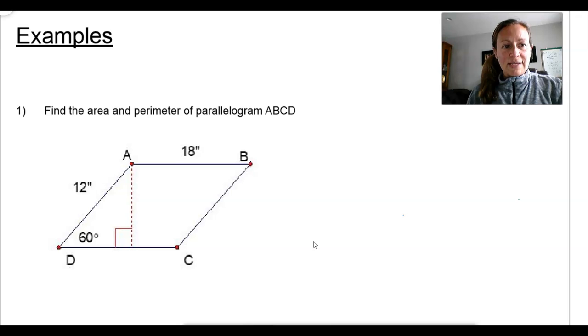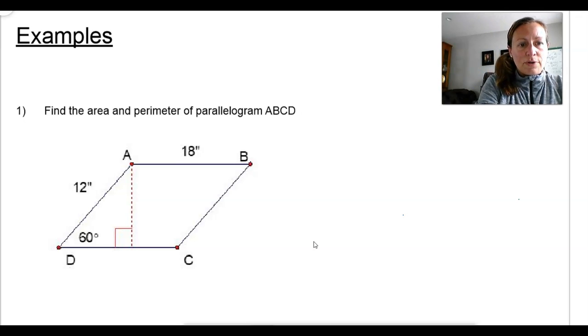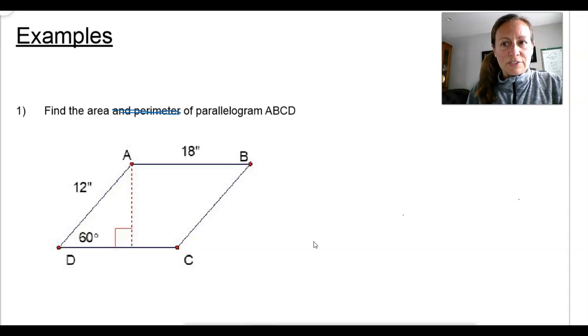All right, our first example, we're going to find the area of a parallelogram. I think today we're going to skip perimeter. Perimeter would be pretty simple for this. It would be 12 plus 18 plus 12 plus 18. So you could figure that out, just adding up the sides. We've been given the sides.